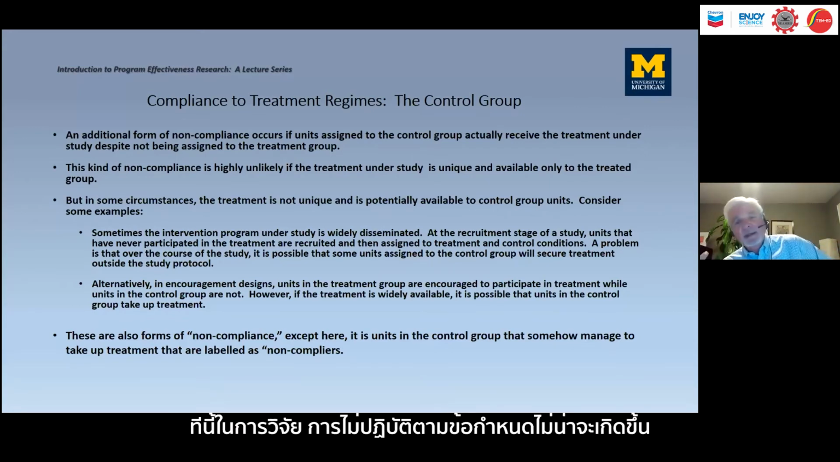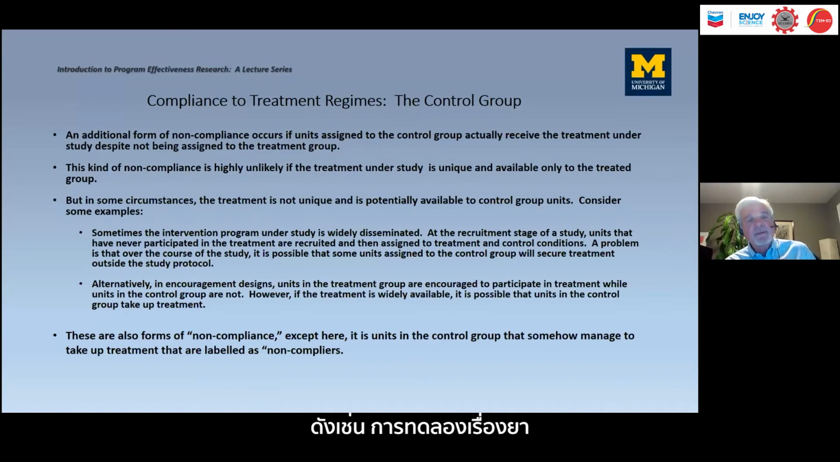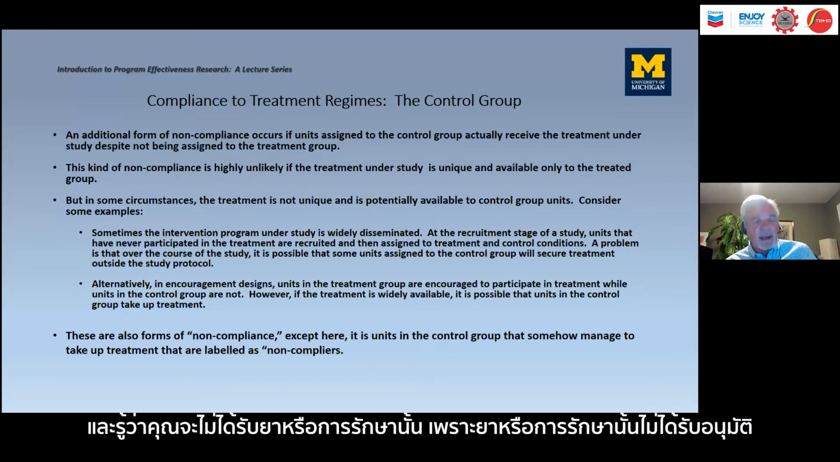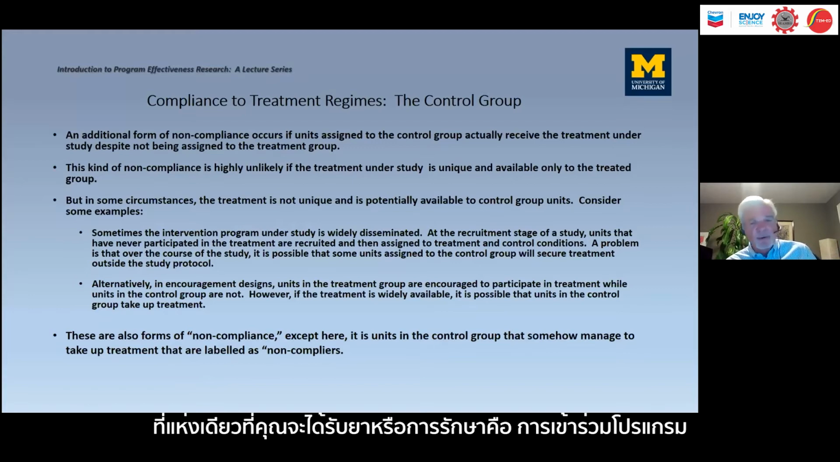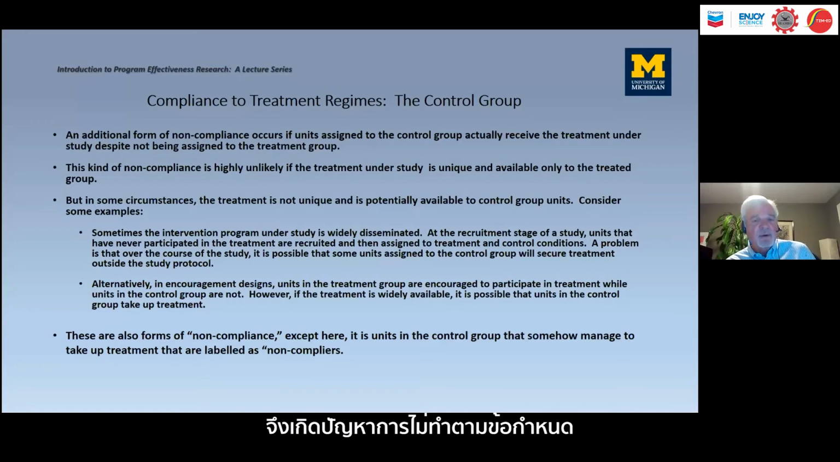Now, in research, non-compliance is unlikely if the treatment under study is unique and available only to the treated group. So experimental medicines, maybe some of you have enrolled in experimental treatments in a hospital and know that you are not able to get that treatment because it's not approved. The only place you can get it is under treatment. Those studies don't have non-compliance problems, but other times the treatment isn't particularly unique and it's actually available to control units. So let's consider some examples from research.